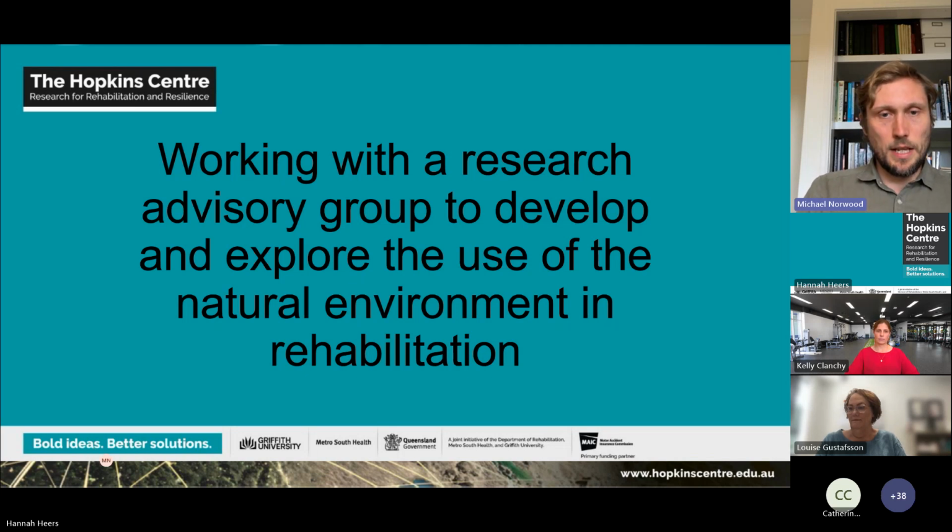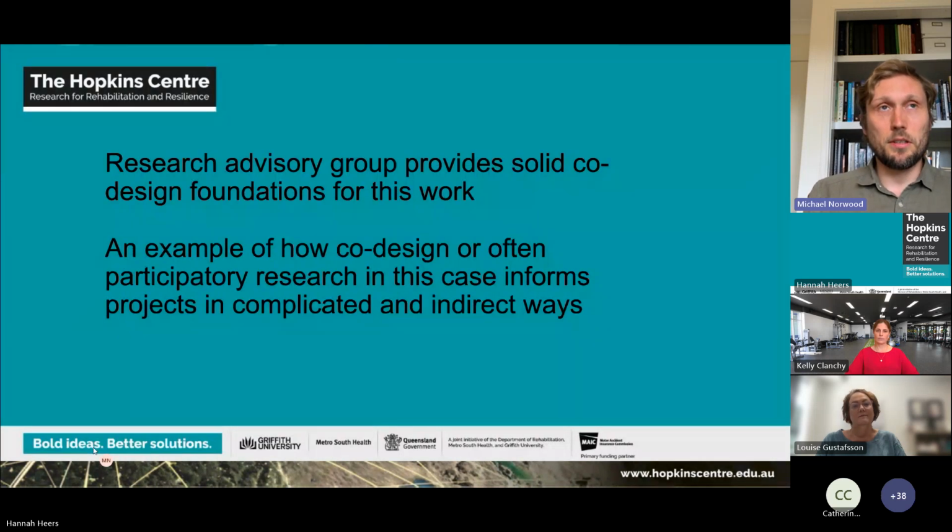The key points I'll try and get across are, essentially, how the research advisory group has provided solid co-design foundations for this work. And I'm going to zoom out a bit and give a view of how co-design, or often in these cases, participatory research, might look across an entire body of work. So it's an example of how co-design, or participatory research, can inform projects in interconnected, complicated, and often indirect ways. It's a zoomed out version rather than the processes on a specific project.